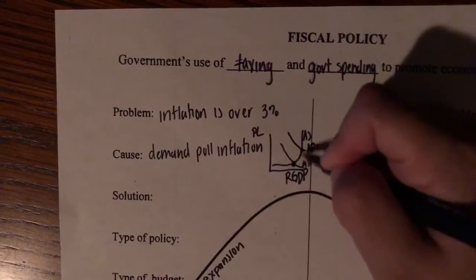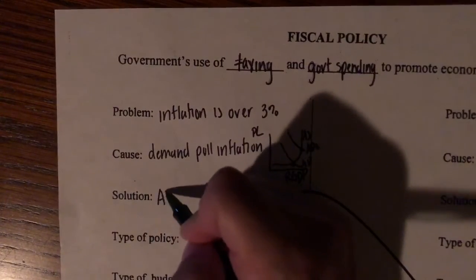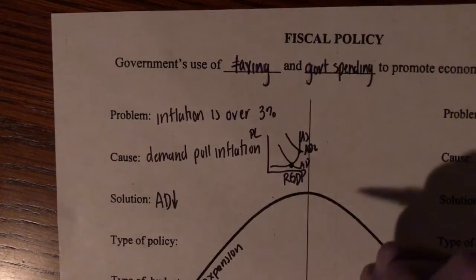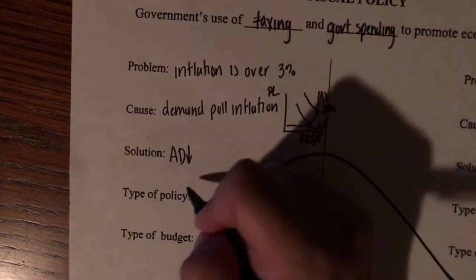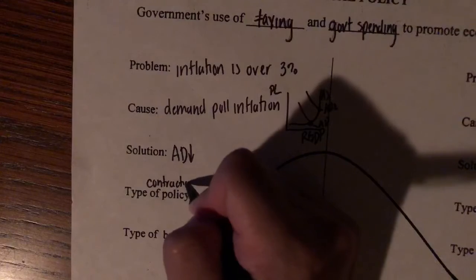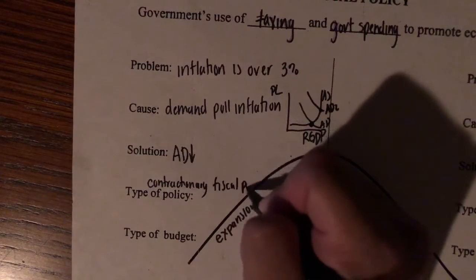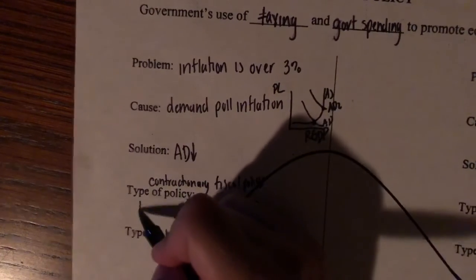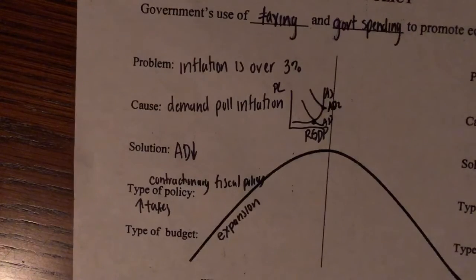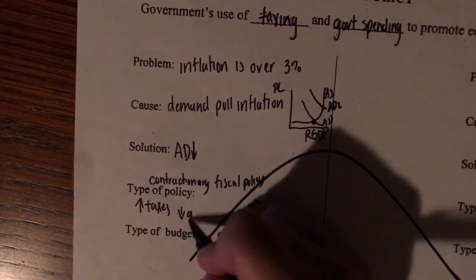We see that the price level is going up, causing that inflation. So the solution is for our government to decrease the aggregate demand. And the only way to do that is a contractionary fiscal policy. And what that means is the government will increase taxes so that pulls money out of people's pockets. So aggregate demand will go down and then the government spending will go down.